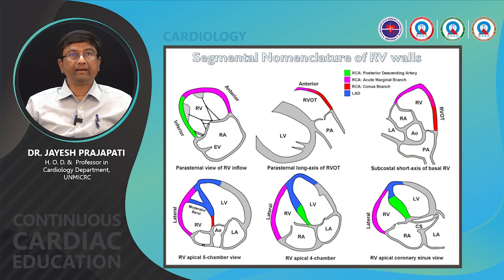This is some of the segmental nomenclature of the RV wall with its blood supply. The majority of the RV is supplied by the right coronary artery, and some part may be from the circumflex. If the circumflex is dominant, then things are different, because the dominant circumflex supplies most of the RV cavity. The septum is mostly supplied by the LAD, and some part is supplied by the coronary branch. So this is the blood supply of the RV that we have to keep in mind while doing echocardiography.